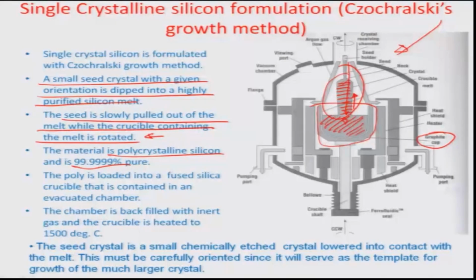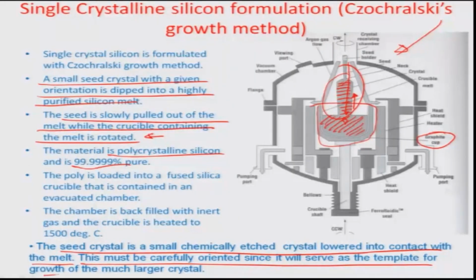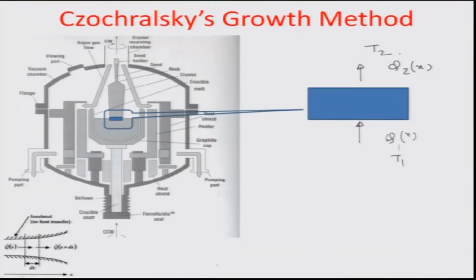So, the seed crystal obviously is a small chemically etched crystal lowered into contact with the melt, and this is always supposed to give direction, and this must be carefully oriented, since it will serve as a template for growth of the much larger crystal. So, a slight misalignment in the orientation may result in a different direction of growth. So, one has to be very careful about this Czochralski's growth process.